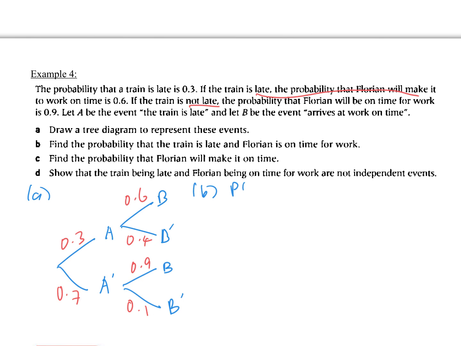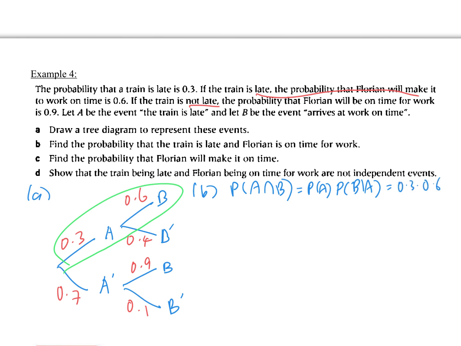So now part B, find the probability that the train is late and Florian is on time. So it's P of A intersecting with B. In this case, it will be probability of A multiplied by probability of B given A. So it will be along this branch, 0.3 times 0.6, and the answer will be 0.18.